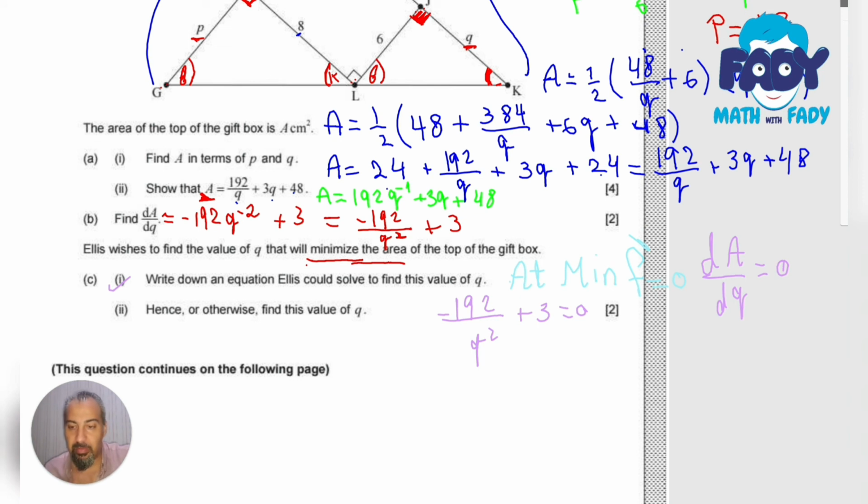Part II, hence or otherwise, find this value of Q. So now we simply need to solve this equation to find the value of Q. You will use your graphing calculator, open the numerical solver, equation solver, copy this equation, and we will find Q equals 8 centimeters. Q is equal to 8. This is the answer for part II.